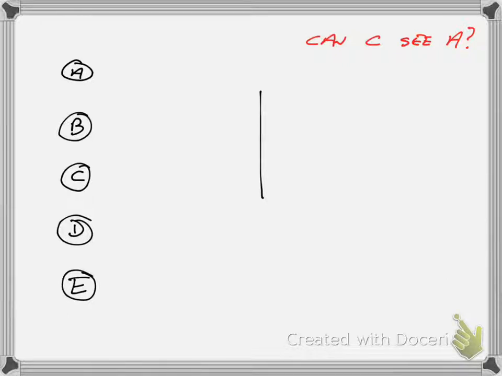And so to answer that question, you ask, okay, is there a ray that can start on student A, bounce off of the mirror following the law of reflection, and hit student C in the eye? And the answer is yes, it's that ray. And so yes, student C can see student A.